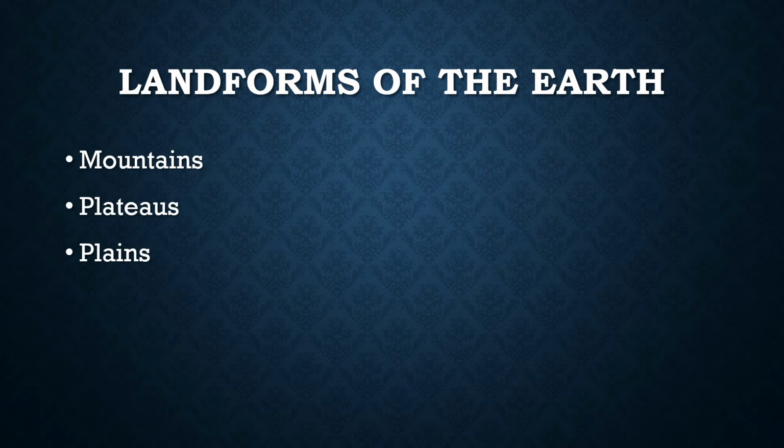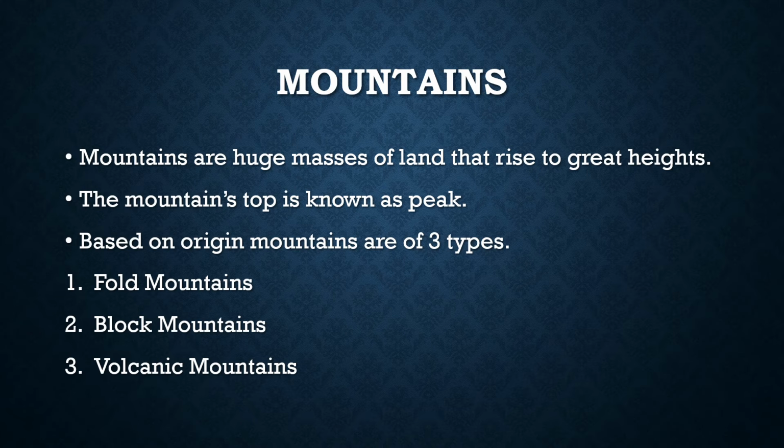Moving on to the landforms of the earth. There are mountains, plateaus, and plains. These landforms are a result of external and internal forces on the earth. Now let's talk about the mountains. So what are mountains? Mountains are huge masses of land that rise to great heights, maybe of more than 900 meters in comparison to their surrounding areas.